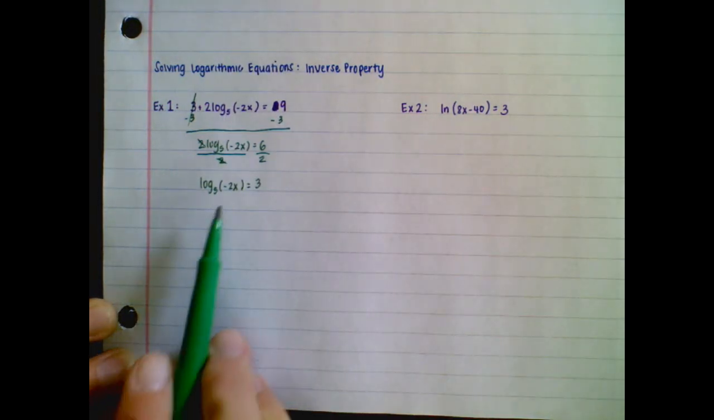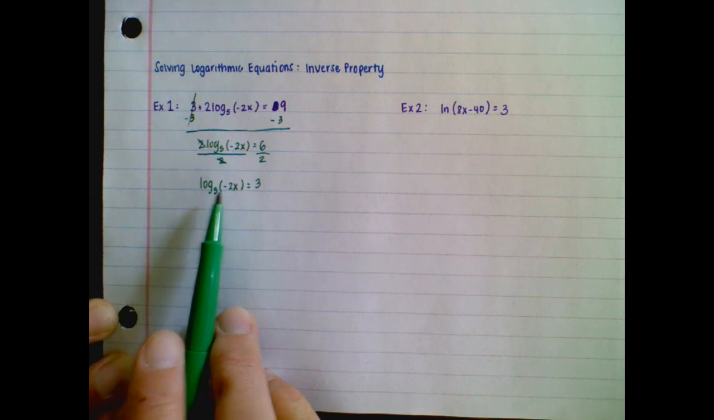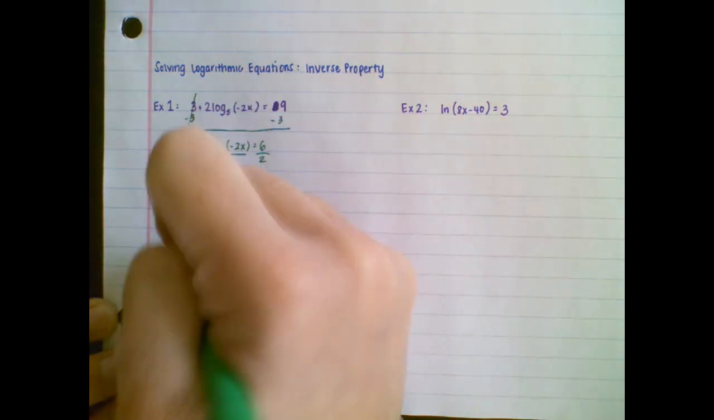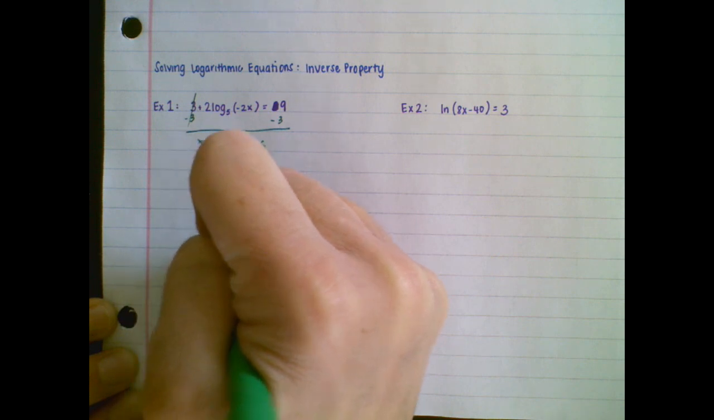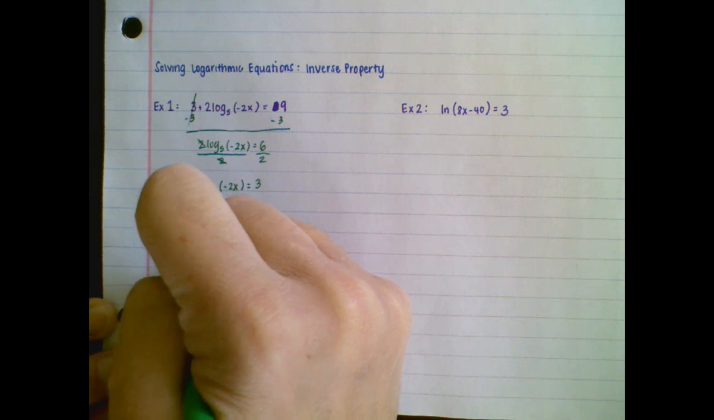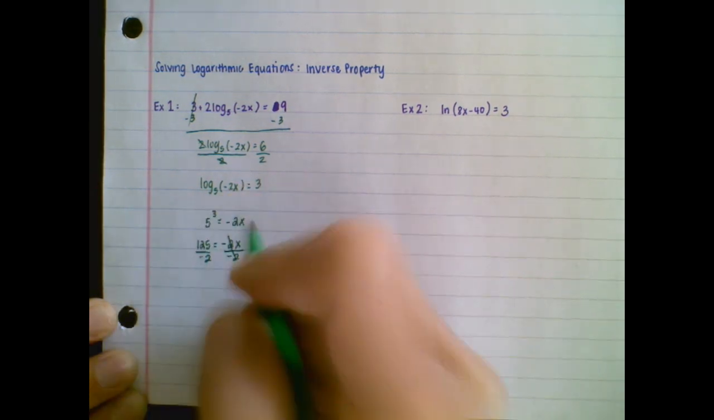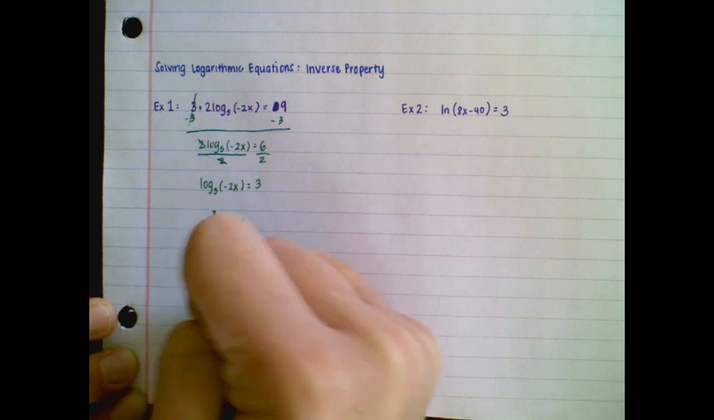And then the inverse property says that when I have a log of a numerical base, I can rewrite this in exponential form. So my base of 5 is going to be raised to my exponent of 3, and it's going to be equal to this stuff on the inside. So 5 to the third is equal to negative 2x. I'm going to go ahead and evaluate 5 to the third, which is 125, equal to negative 2x. And then I can go ahead and solve for x by dividing each side by negative 2. So that tells me that my x value could be negative 62.5.